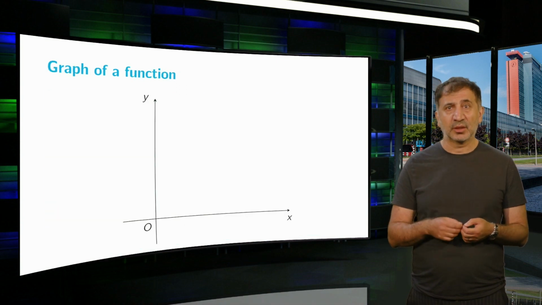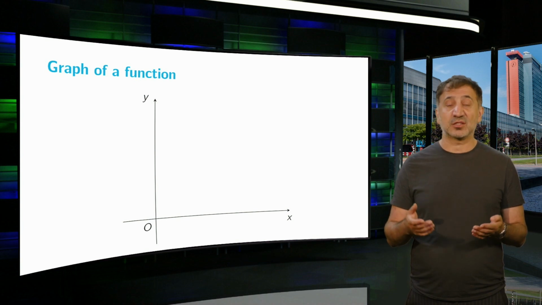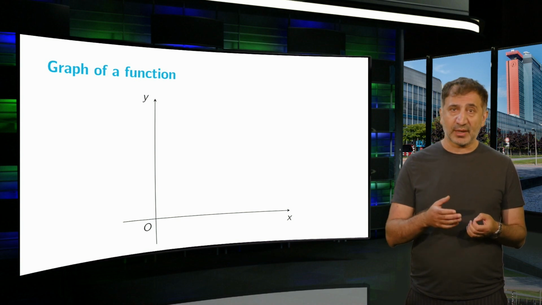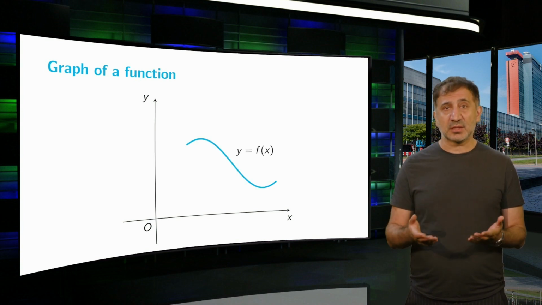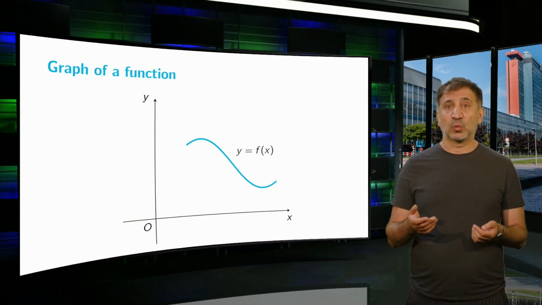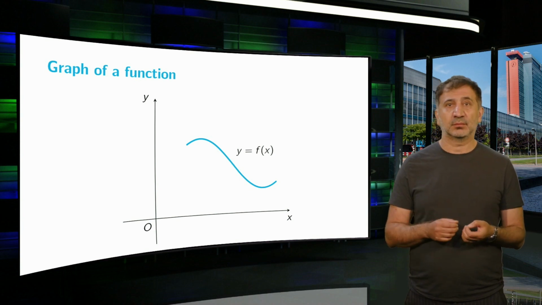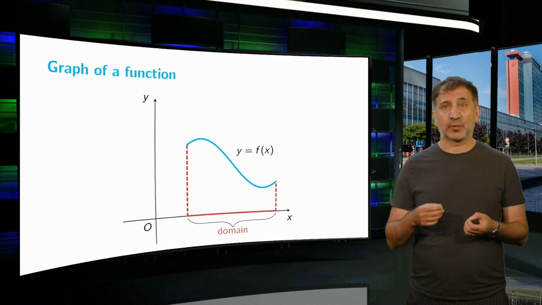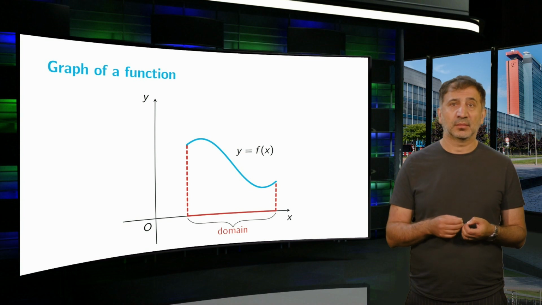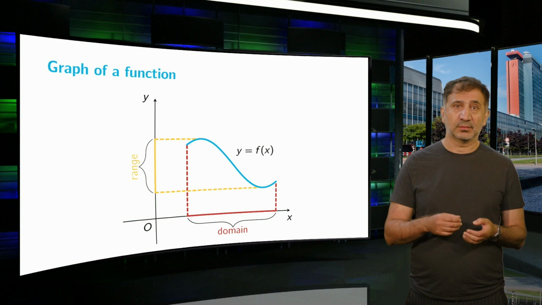In the previous lecture, we have seen that a useful way to visualize a function is via its graph. If f of x is a function with domain A, then its graph is the set of all possible points (x, y) in the coordinate plane such that y is equal to f of x and x is in the domain. In the example on the screen, the domain is given by the red interval on the x-axis and the range is given by the orange interval on the y-axis.